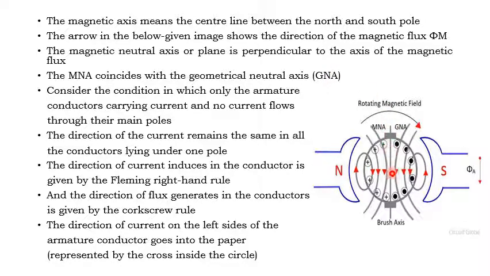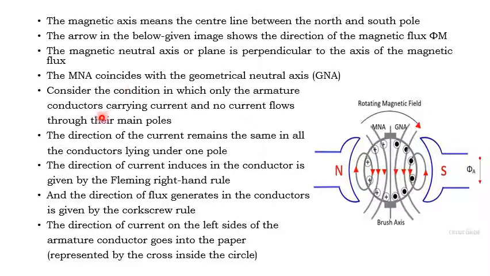So this is what MNA and GNA both are: they coincide with each other. Now this is a condition in which the magnetic poles carry a current, so there is no current carried by the armature conductor.